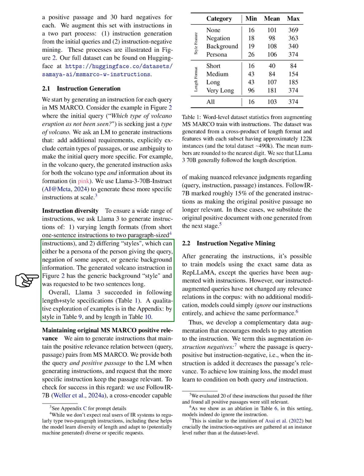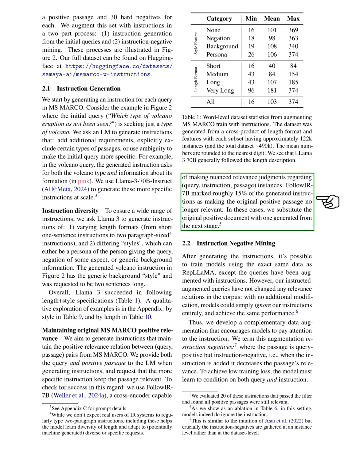Section: Maintaining original MS Marco positive relevance. In this section, we focus on maintaining the positive relevance of query, passage pairs from MS Marco. We provide both the query and the positive passage to the language model when generating instructions, ensuring that the more specific instructions keep the passage relevant. To verify this, we use FollowIR 7B, a cross-encoder that can assess the relevance of query, instruction, passage combinations.